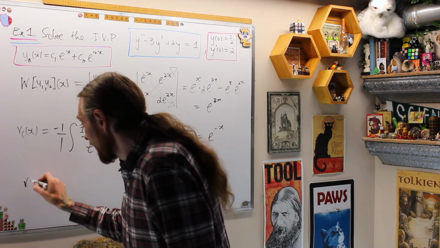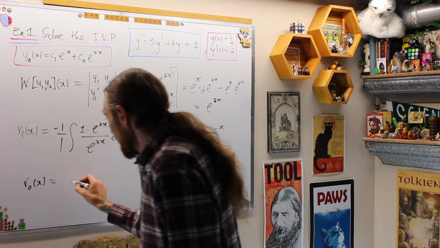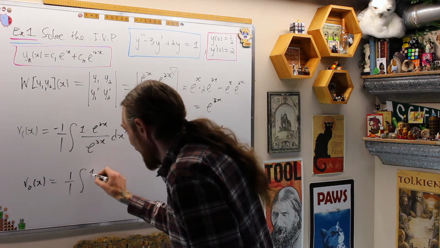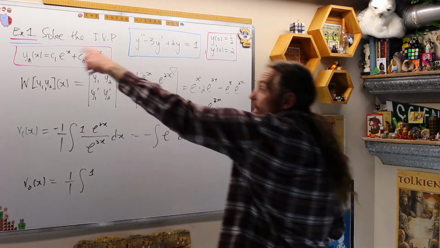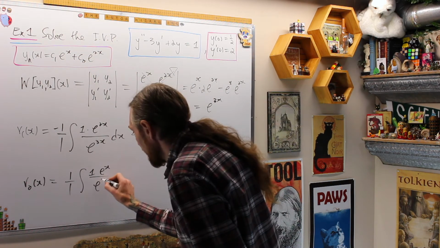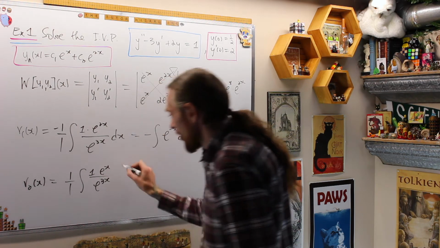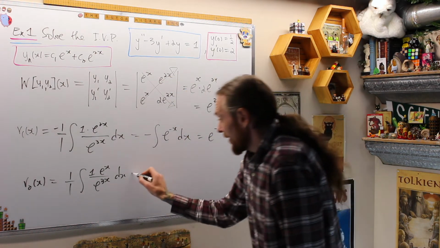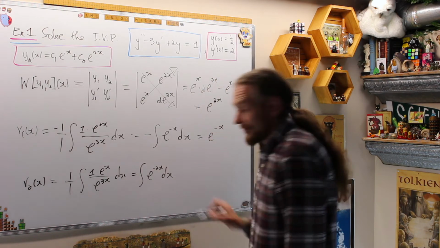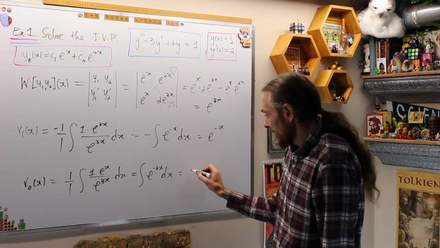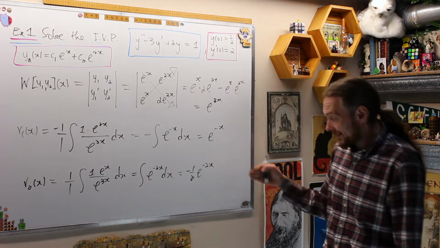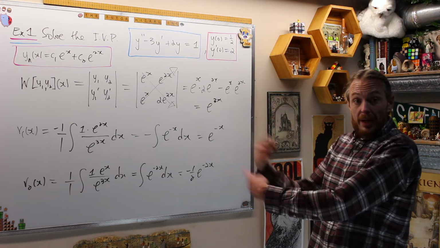v2 specifically of x is going to equal 1 over a, which is 1, the integral of f of x times y1, which is e to the x, over e to the 3x, the Wronskian. When I clean that up, this is the integral of e to the negative 2x dx, which, taking the antiderivative, is negative 1/2 e to the negative 2x plus another constant. We can assume it's 0. These are v1 and v2.